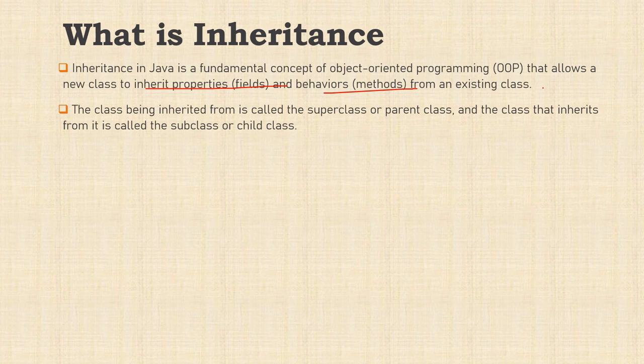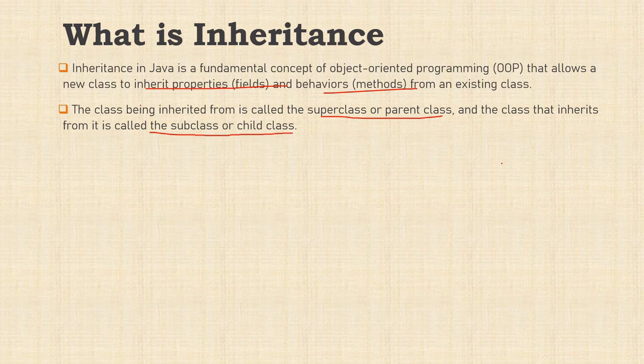The class being inherited from is called the superclass or parent class. If you are inheriting from a class, that class will be the superclass or parent class, and the class that inherits from it is called the subclass or child class.